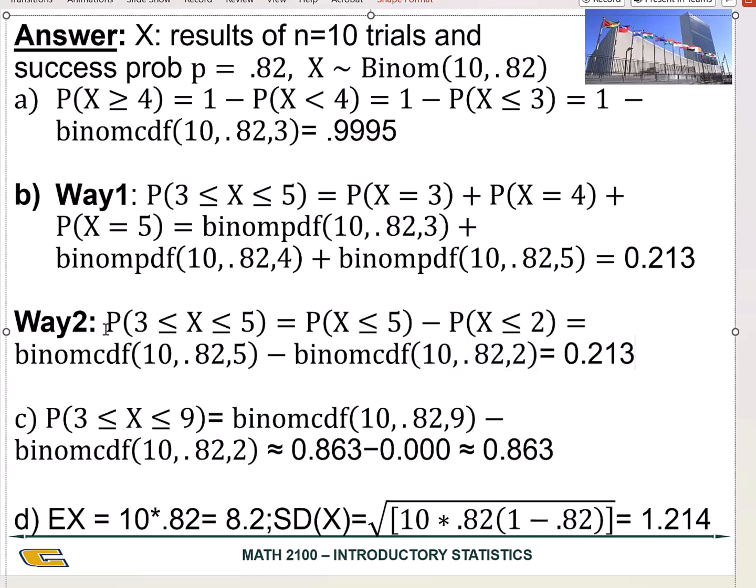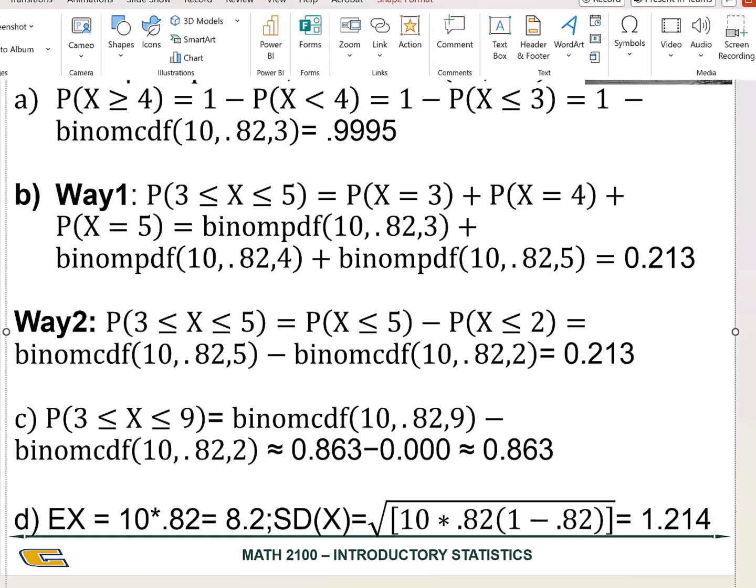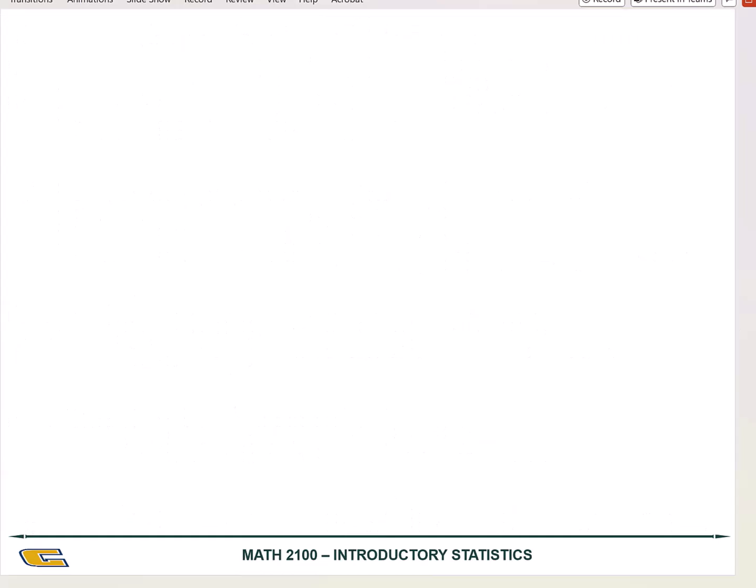So what is the case here? Let me explain it a bit further for you. In this case, let me make another slide here. Okay, so part B.